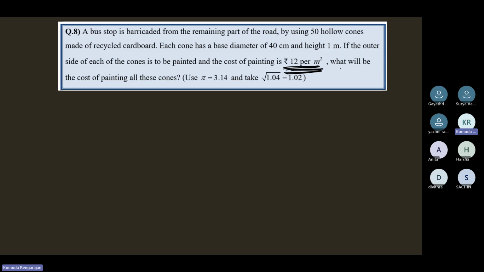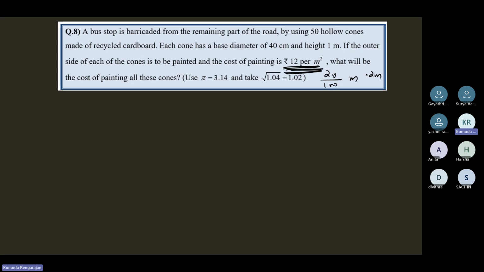Diameter is 40 centimeters, which means radius is 20 centimeters. 20 by 100 meters, which is 0.2 meters. Radius is 0.2. Height is 1 meter. The outside of each of the cones is to be painted.